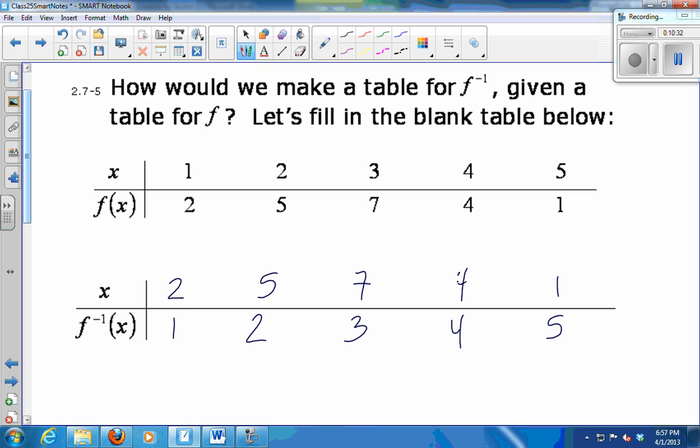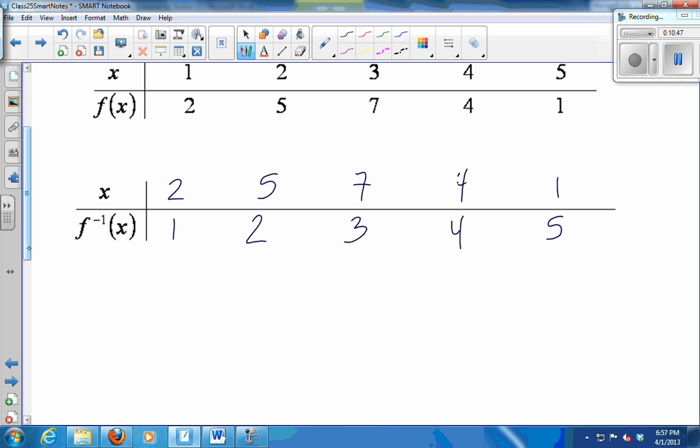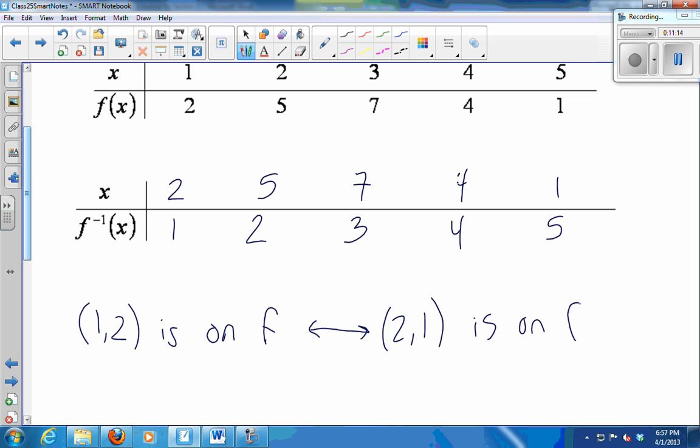So if you know points on f, what can you say about the points on f inverse? Let me say it differently. 1, 2 is a point on f. If you know 1, 2 is a point on f, what point has to be on the function f inverse? 2, 1, input of 2, output of 1. That means that the point 2, 1 is on f inverse.